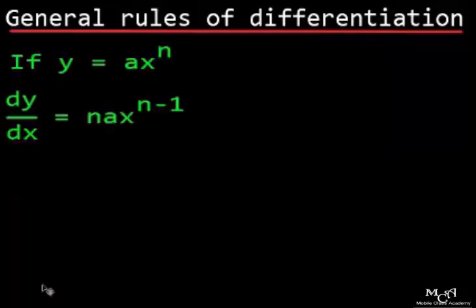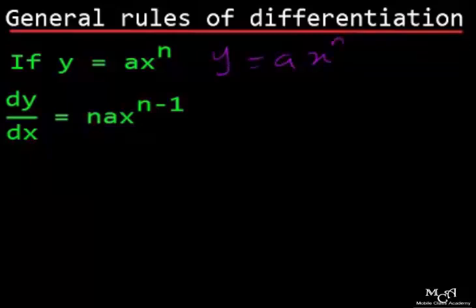We are going to look at the second method, which is general rules for differentiation. So we are going to look at how we can use general rules for differentiation to differentiate. Now, if you look at the general rules for differentiation on the board, we are told that if your y is equal to ax raised to power n, what you will simply do is this. Your y is equal to ax raised to power n.